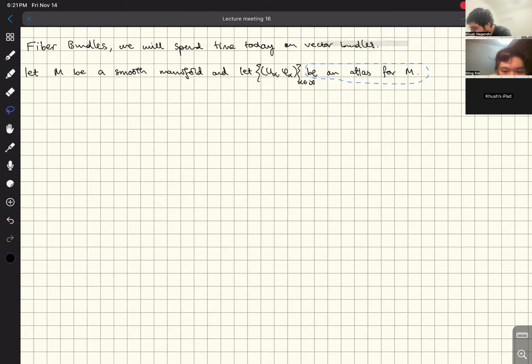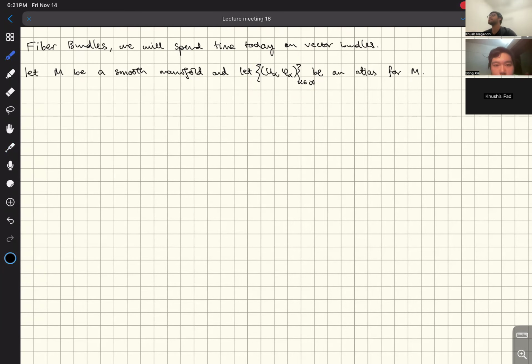Now what we're going to do is pretend as if we don't know what M is. We're going to take this data and try to construct M back from this. We're going to try to work backwards now. Because in many situations, we will have this collection of objects, and we'll need some way to piece them together to get a smooth manifold at the end. So let's begin with that.